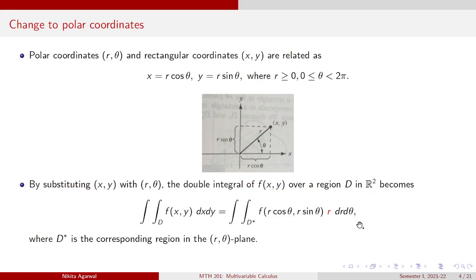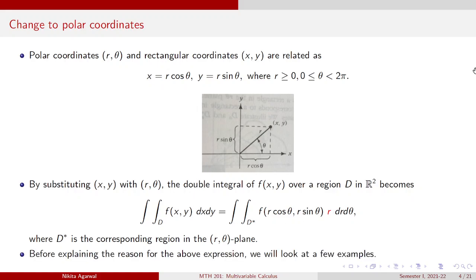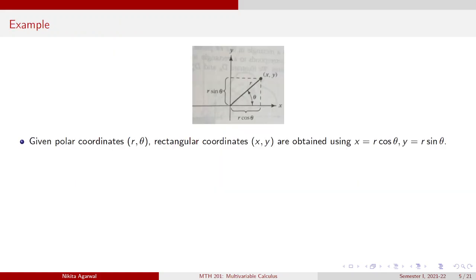We will come to the rationale behind this formula later. But first let us look at a few examples. Okay. So keep this picture in mind. This is of course for a point which is in the first quadrant, but it's equally applicable for any point. So if you are given polar coordinates, let's say, how do you compute rectangular coordinates? By taking x to be r cos theta and y to be r sin theta, right? So now think about what r is.